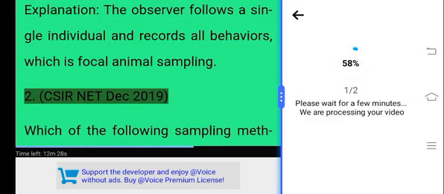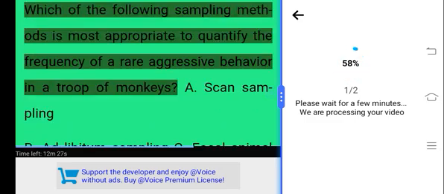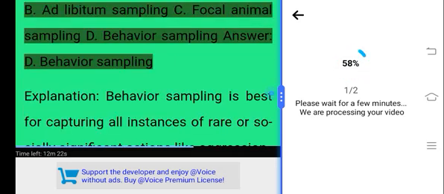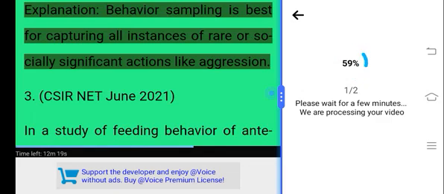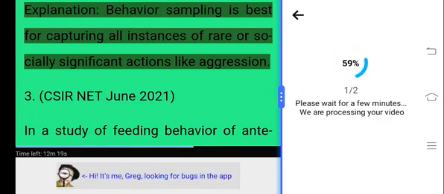2. CSIR NET December 2019. Which of the following sampling methods is most appropriate to quantify the frequency of a rare aggressive behavior in a troop of monkeys? A, scan sampling. B, ad libitum sampling. C, focal animal sampling. D, behavior sampling. Answer: D, behavior sampling. Explanation: behavior sampling is best for capturing all instances of rare, socially significant actions like aggression.